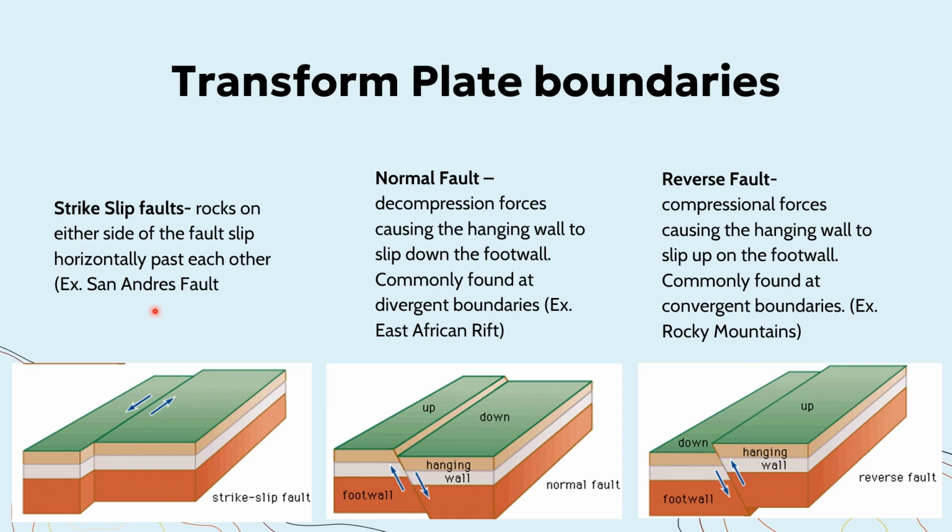A normal fault is the next type of plate boundary, and it is tensional forces. So they are getting pulled apart from each other, causing the hanging wall, the one that hangs over, to slip down over the footwall, commonly found at divergent plate boundaries. An example of this is the East African Rift. And then a reverse fault is compressional forces, so they are being smashed together, causing the hanging wall to slip up the footwall, commonly found at convergent plate boundaries. An example of this is the Rocky Mountains.